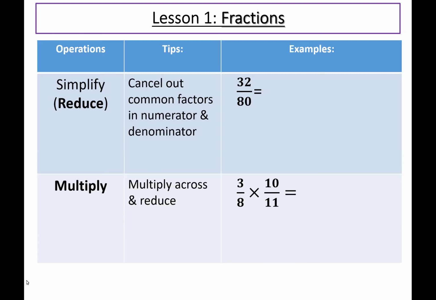Okay, so our first concept that we're going to do here is how to simplify or reduce fractions. There's different methods of doing this. In general, what we're going to do is cancel out common factors in the numerator and the denominator. So one way to do that is to factor each number. So I'm going to start with this number 32. And something you can do is make a factor tree.